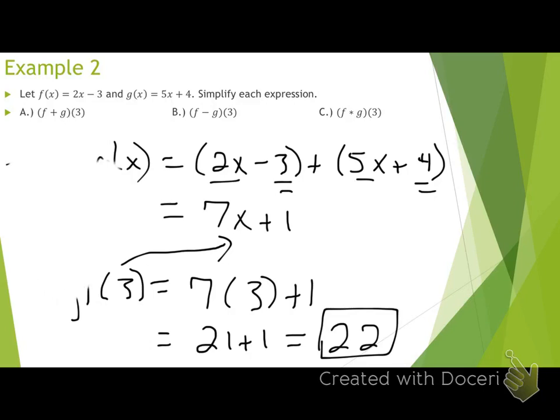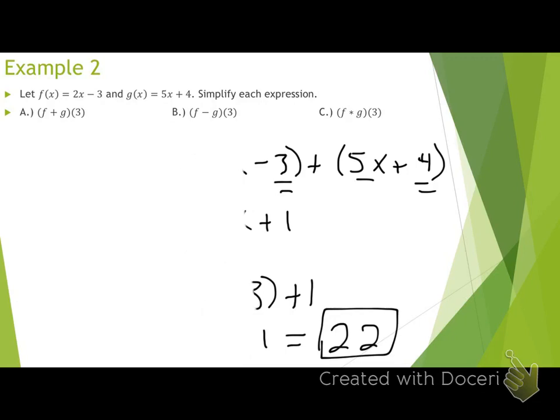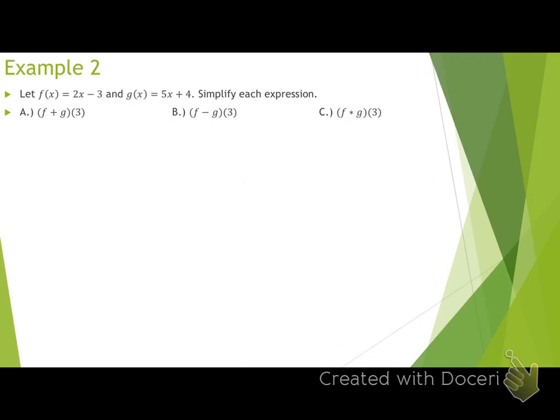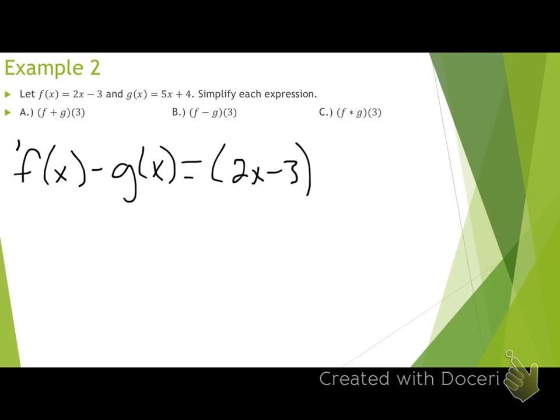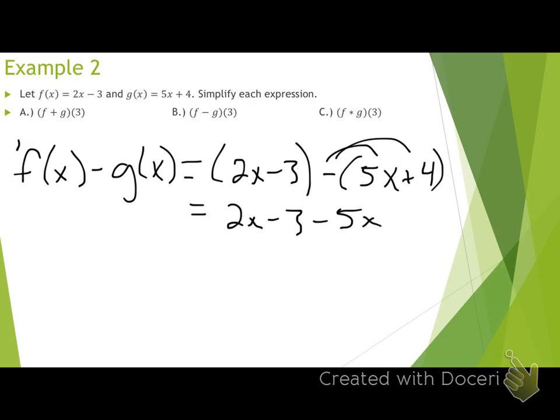So let's look at letter B. f minus g of 3. So once again, we want to first do f of x minus g of x. Don't forget to distribute that negative. 2x minus 3 minus 5x minus 4. Combine those like terms, negative 3x minus 7. So I evaluated f of x minus g of x first.